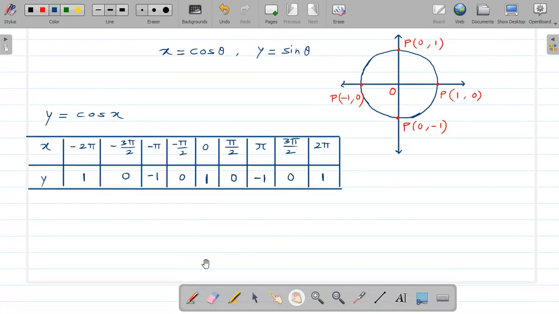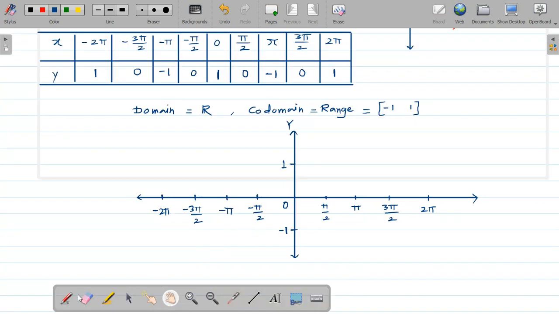Now all of you know that the domain of the cos function is the total real line R, and the codomain, or you can say range, is the closed interval minus 1 to 1. The minimum value of the cos function is minus 1 and the maximum value is 1. Now with this knowledge, we will draw the graph of the cosine function.